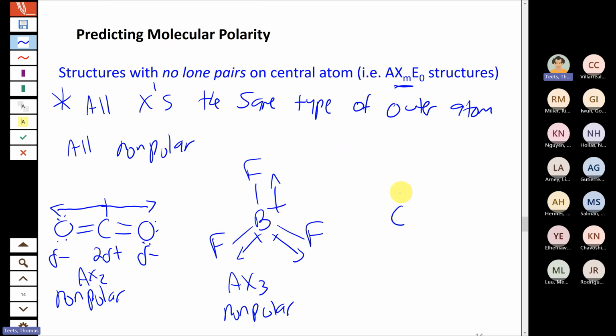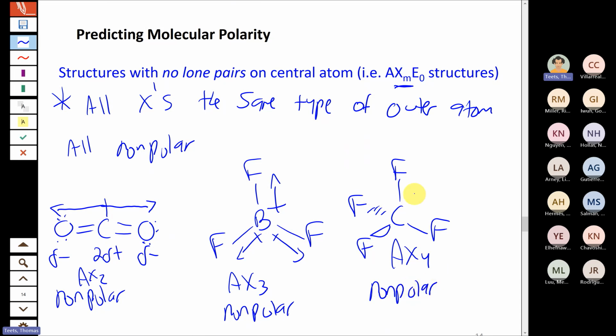So even for CF4, which is tetrahedral, AX4, now we're in 3-dimensional space. Tetrahedral is a weird geometry, so not intuitively obvious, but nonpolar because each CF bond is polar, so you have a dipole pointing towards each fluorine, but they all cancel each other out. So for any of the 5 basic geometries with no lone pairs on the center atom, you would predict nonpolar structures in the cases where all the outer atoms are the same.